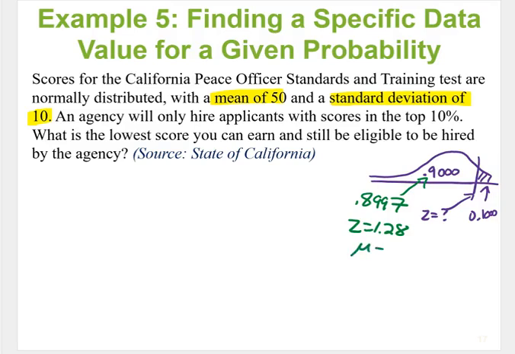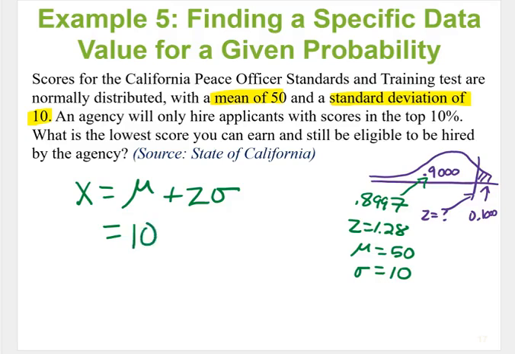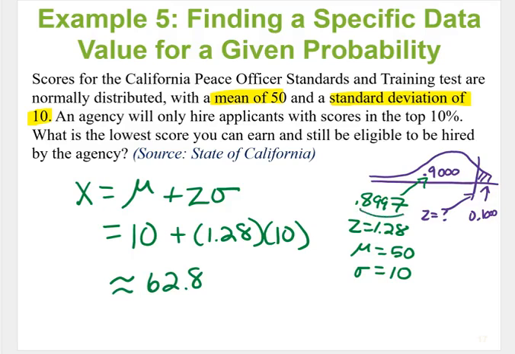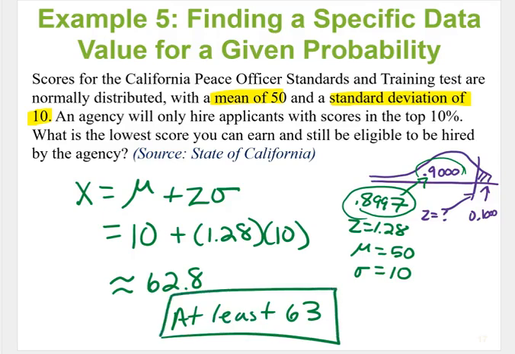We know the mean is 50, and we know the standard deviation is 10. So I have all the information I need using that formula, right? X equals mu plus z sigma. I'm just going to plug in all that information. So my mu is 50, my z is 1.28, and my sigma is 10. I'm going to plug all that in, get that in my calculator, and that means my score is about 62.8. Now, I know that this is a little bit lower than this, so I should definitely round this up. So I need a score of at least 63. So the person who scores a 63 is just barely eligible. They're just barely in the top 10%, and they would be eligible to be hired by this agency.